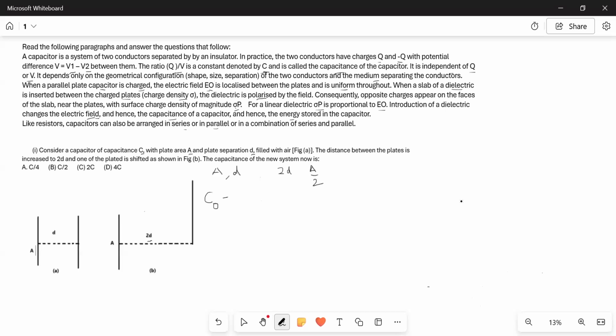Suppose C naught is the initial capacitance, so it will be given by A epsilon naught by D. And if C is the new capacitance, C will be A by 2 epsilon naught by 2D, or this is A epsilon naught by 4D, or this is C naught by 4. So the capacitance has reduced to 1/4. So the option is A.